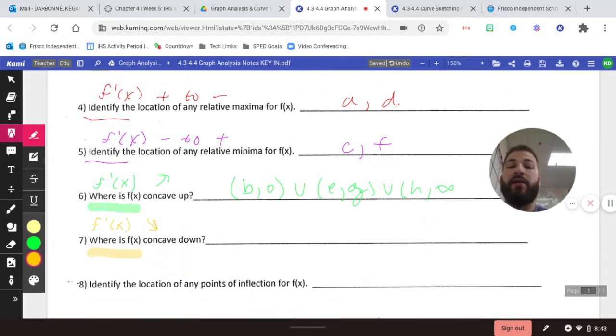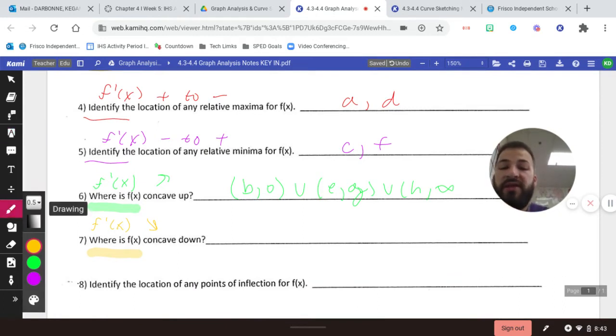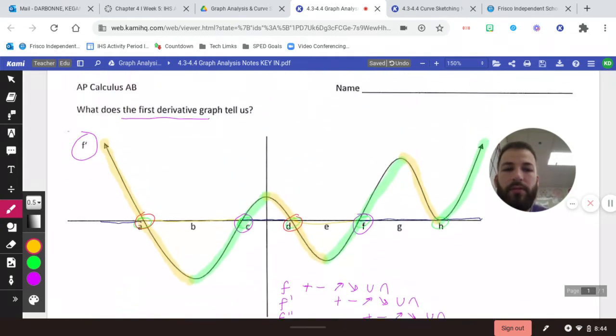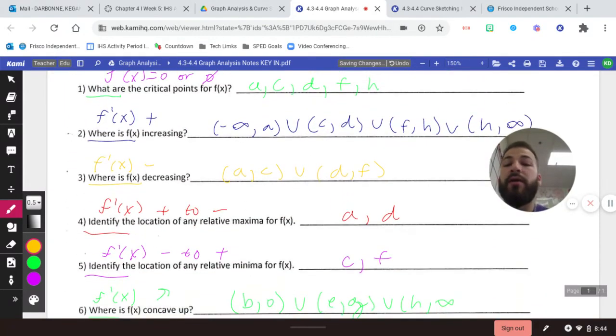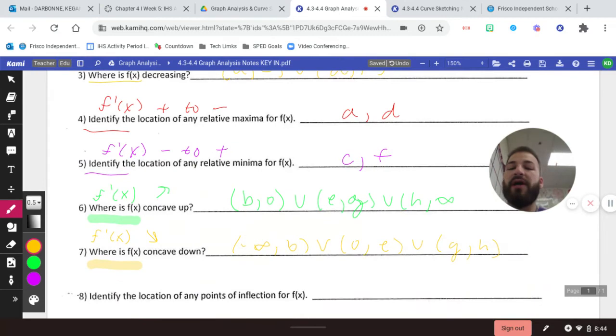So it really should be those opposite intervals for my concave up intervals. So we are decreasing from negative infinity to B, in union with 0 to E, in union with G to H. So opposite intervals. Just like with our increasing and decreasing, concave up and concave down should be opposite intervals of each other. So a nice little way to check them.